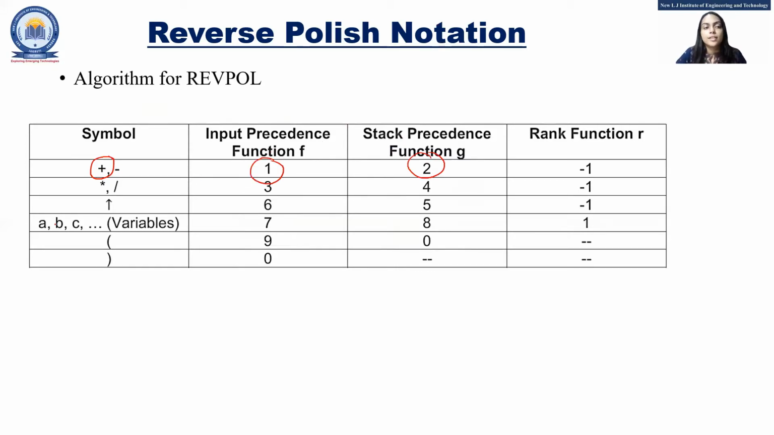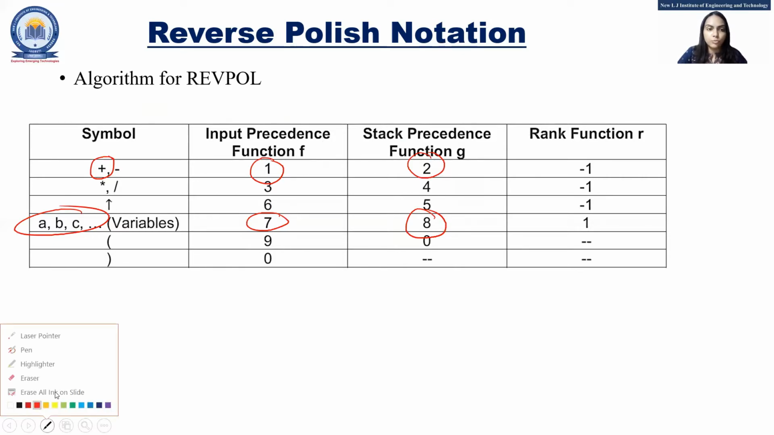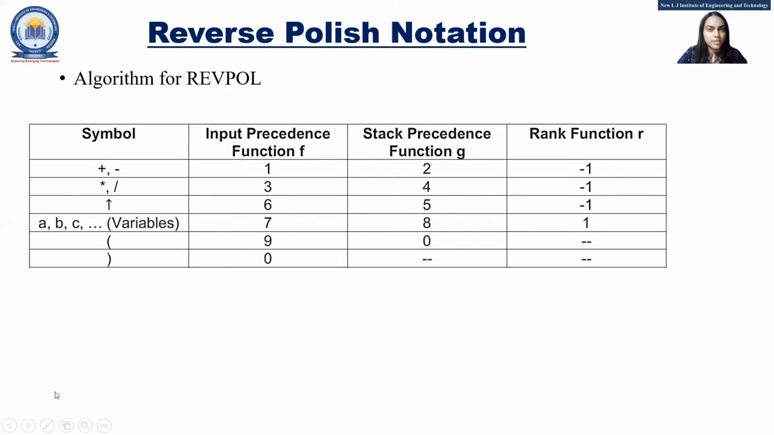Similarly, the precedence of A, B, C is 7 if they are on the input, that is, they have been scanned and are ready to be pushed onto the stack. But if they are already on the stack, it is 8. So similarly, we have two precedences, one which is the input precedence and another which is the stack precedence. The rank of every operator is -1, only the variables have rank +1, and this rank is very important in order to check whether our string is valid or invalid.